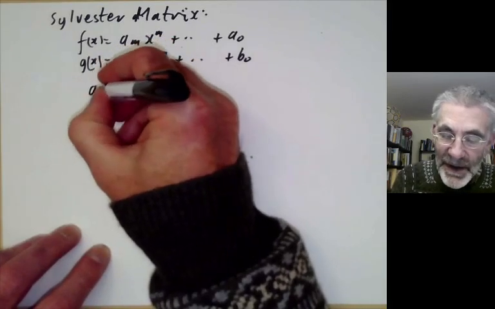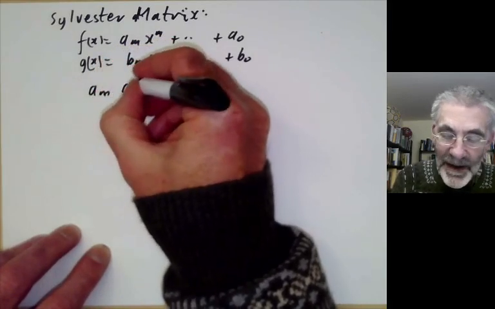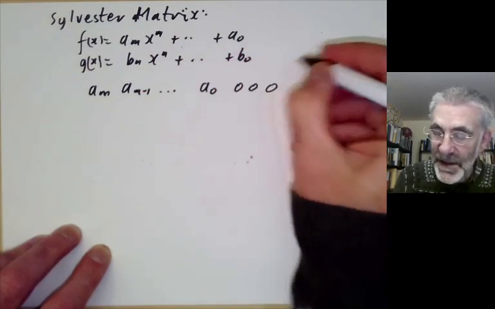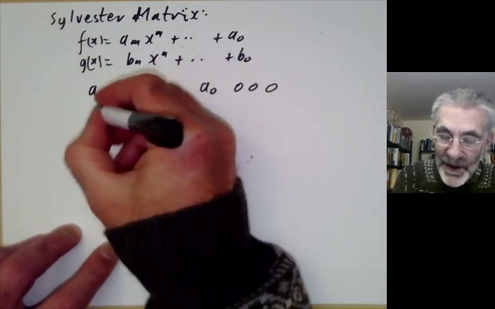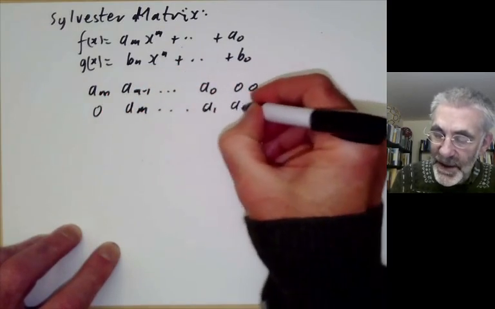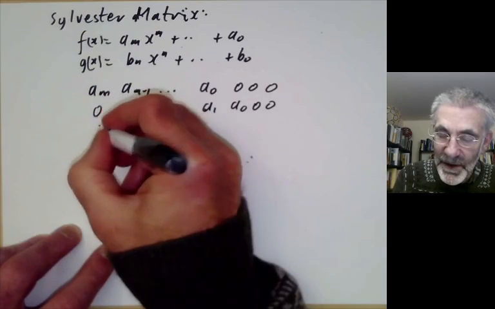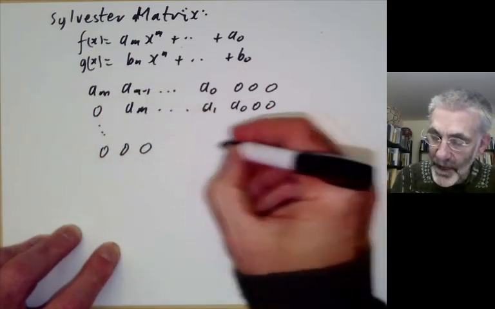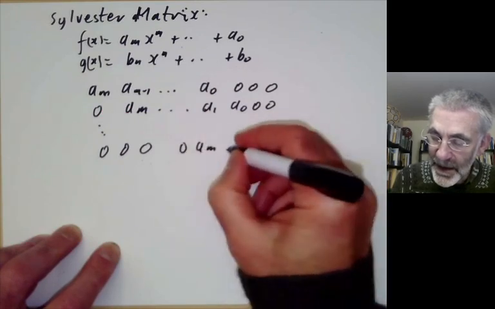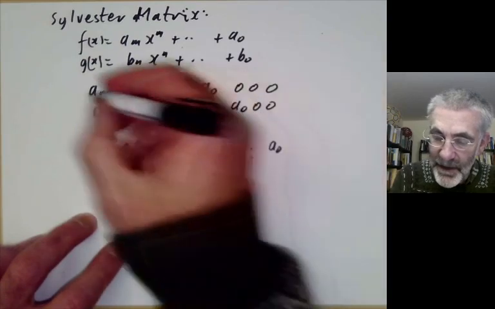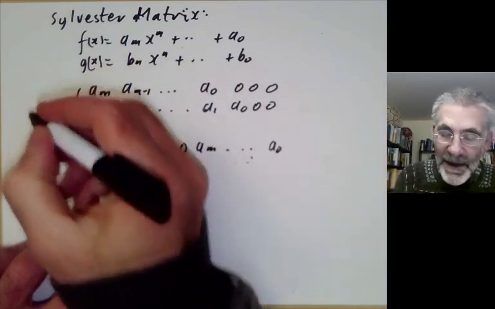First of all, we write down the coefficients of f, a_m down to a_0, and then we put in a few zeros, and I'll tell you how many in a moment. And then we have 0, a_m down to a_1, a_0, and then a few zeros, and we keep going like this until we get 0, 0, 0, and then we have a_m going down to a_0. And the number of rows here is going to be n rows.